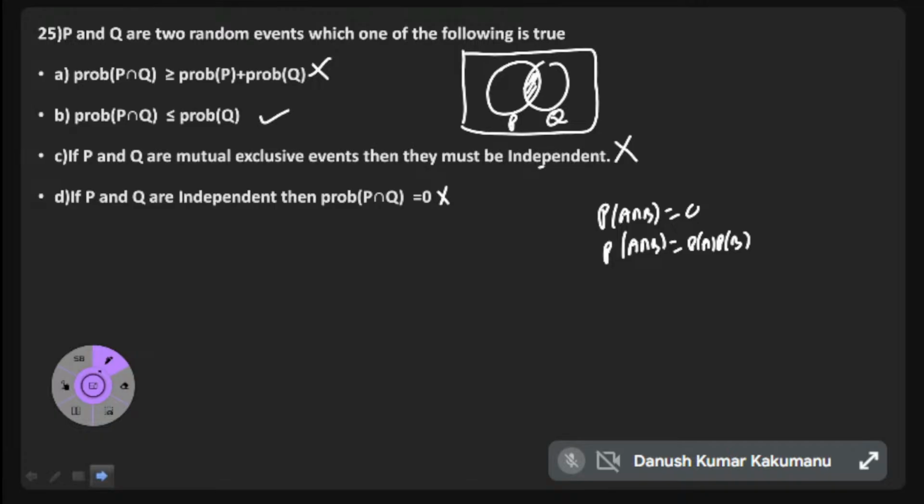The intersection portion, observe here, is always less than or equal to the individual. But the first option says greater than or equal. Are you all understanding? What is the correct answer? B option is the correct answer. Some logical question.